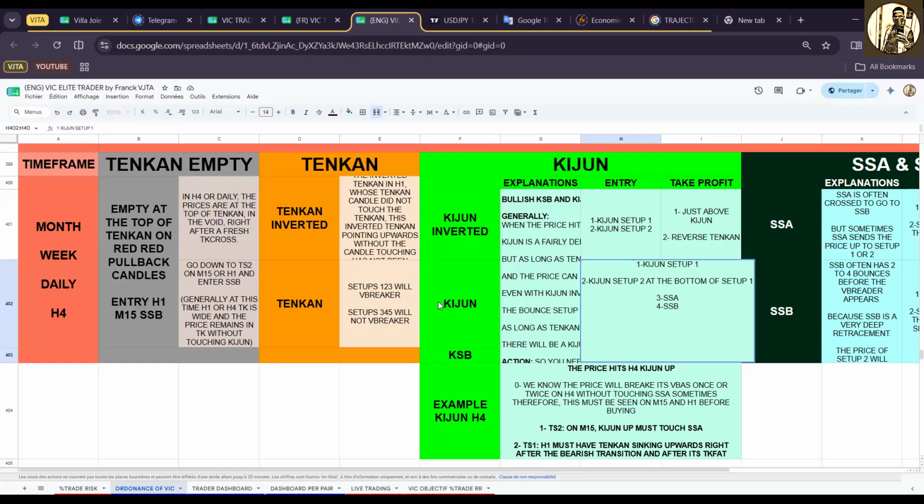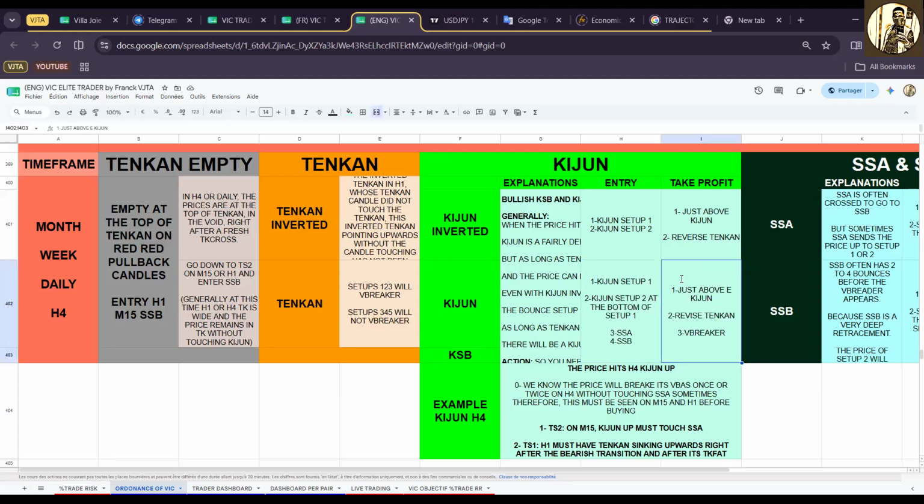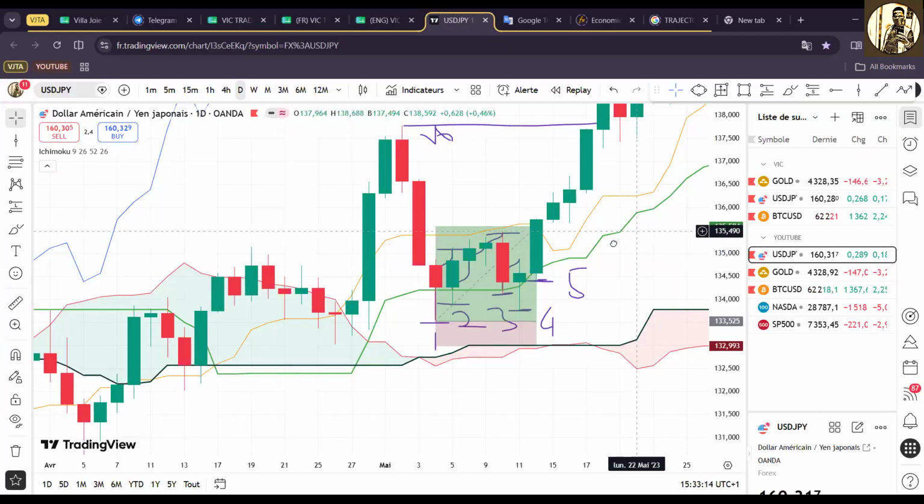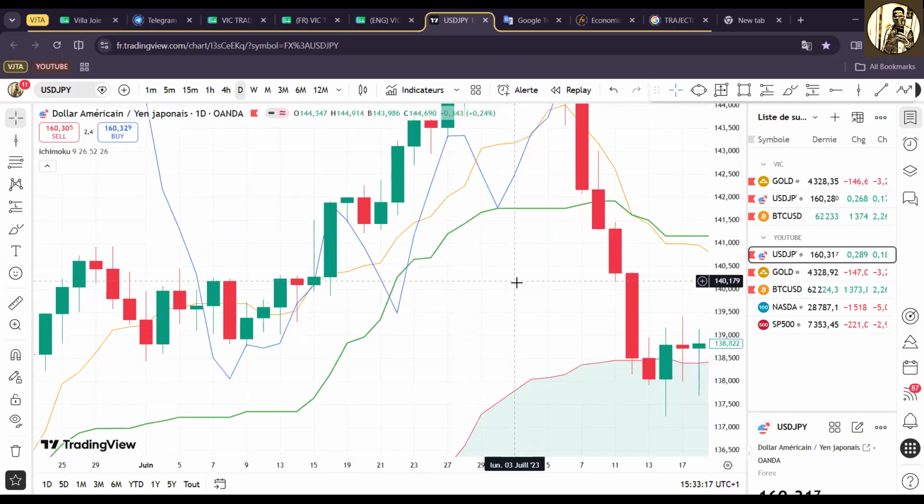So for the entry on Kijun, for example, where we are now on daily, you can enter directly on Kijun setup one or on Kijun setup two, just at a Kijun setup that is lower than where the wick is, where the wick of the second touch is below the wick of the first one, or on SSB. But the take profit will be first of all just above Kijun, then at the Tenkan inverted, then maximum at the V breaker. So let us look at another case.